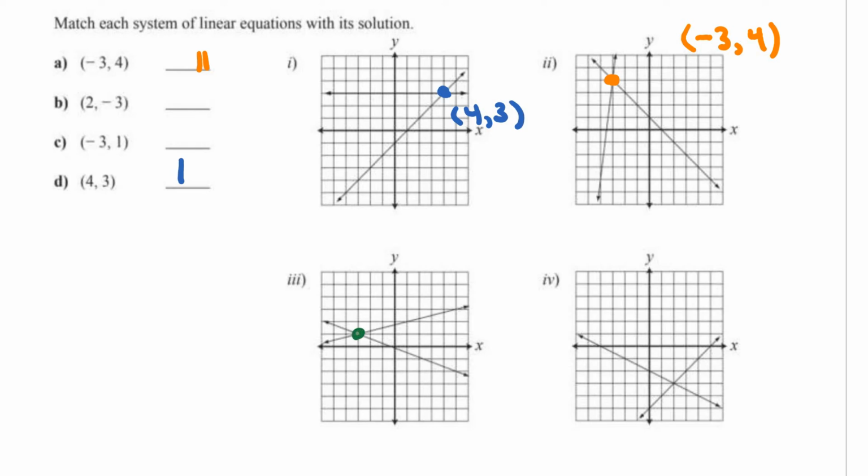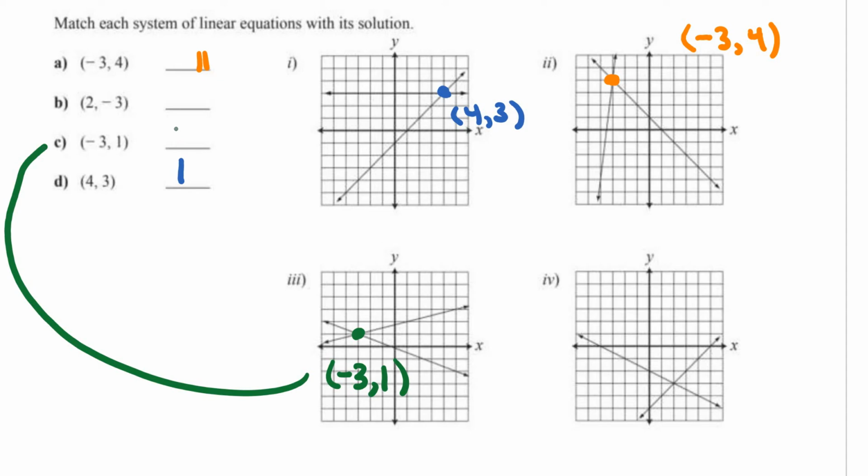Here's my intersection point there in green, so that means I go left 3. Left 3 is negative 3, and up 1. So (negative 3, 1), so that definitely matches graph C, so this will be graph 3. And that means this has to be graph 4. Okay, so that's how you would do question number 5 there.